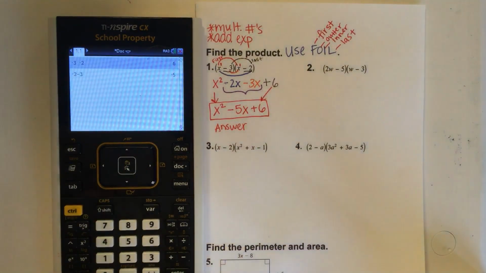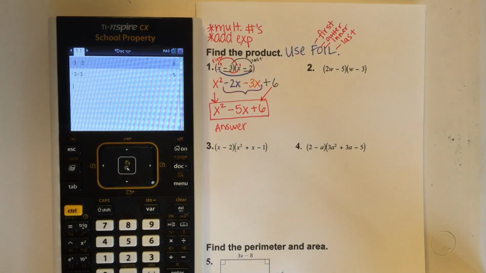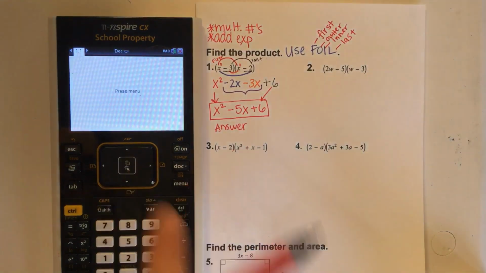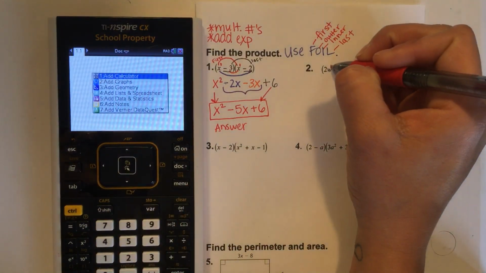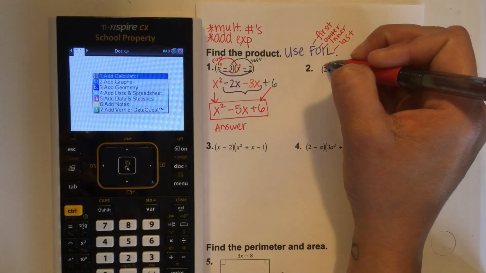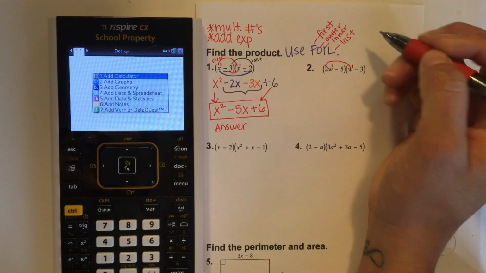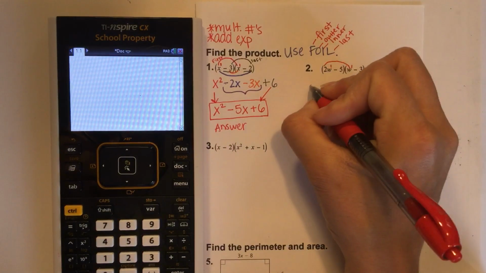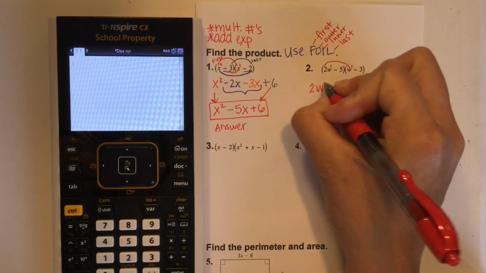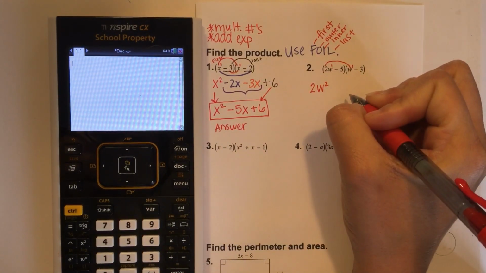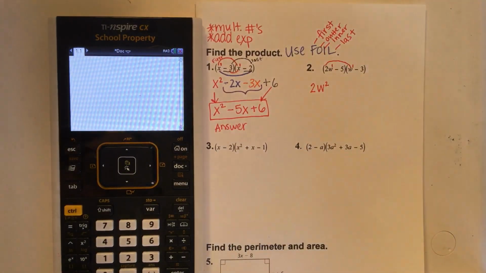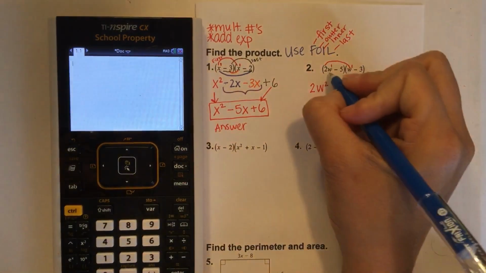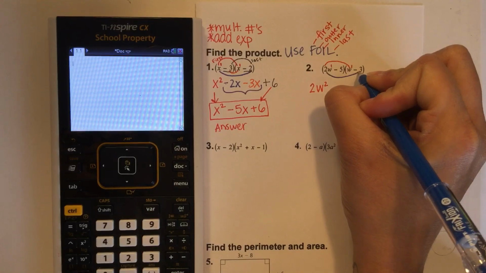Let's try number 2. We're going to take 2w and we're going to multiply it with w. So 2w times w is going to be 2w squared. Then you're going to take the outer. So 2w times negative 3.